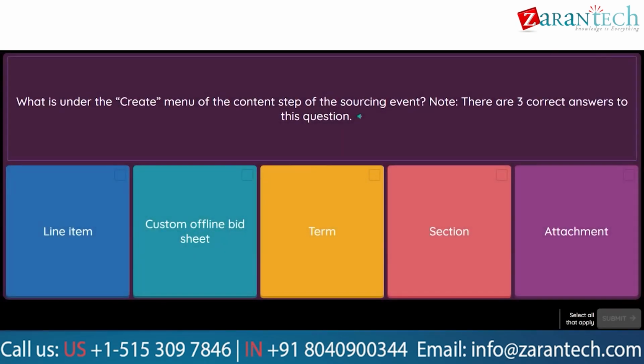Question: what is under the Create menu of the Content step of the sourcing event? Note: there are 3 correct answers to this question. Option 1: line item. Option 2: custom offline bid sheet. Option 3: term. Option 4: section. Option 5: attachment.